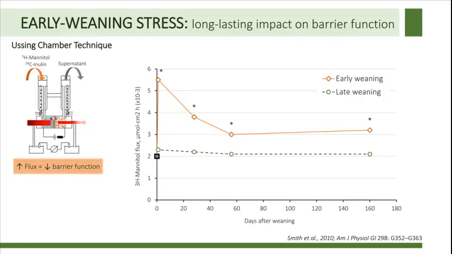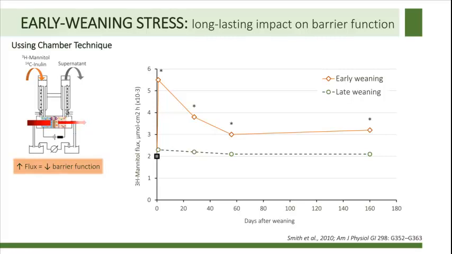Here is just more data that he presented. We saw that only this point after weaning had a high impact on the permeability of the intestine, just the event of weaning. But he measures the permeability at different times, 28, 56, and even 160 days, showing that any impact early in life has long-term consequences.